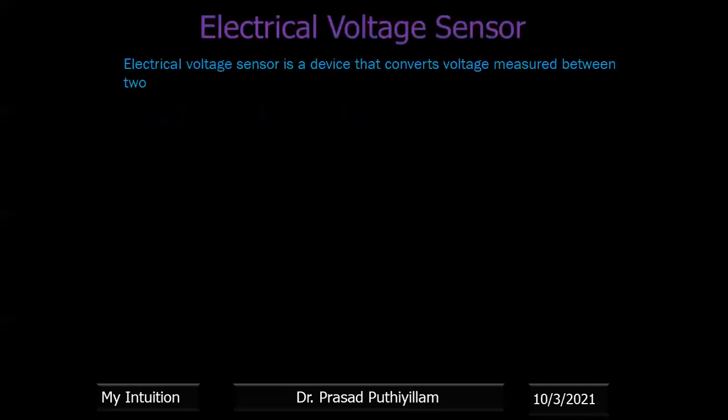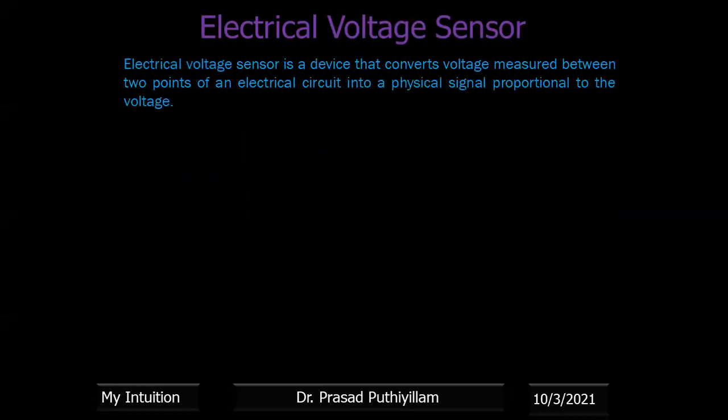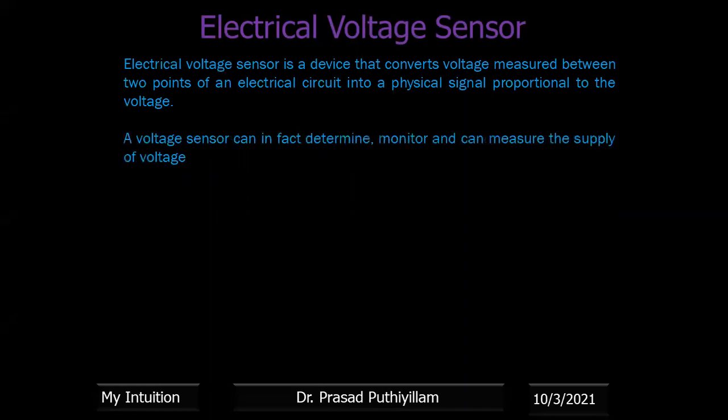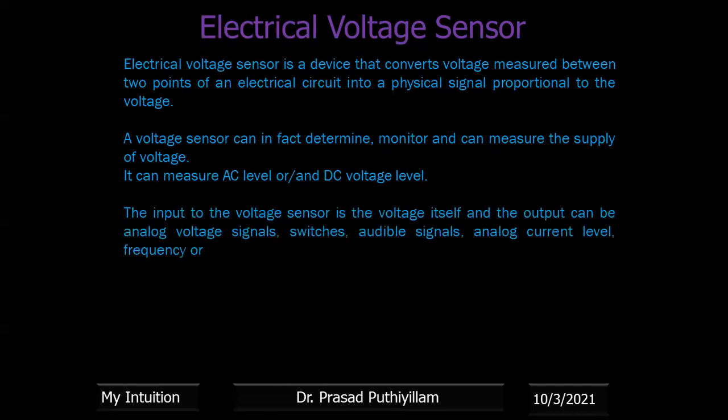Now, electrical voltage sensor is a device which converts voltage measured between 2 points of an electrical circuit into a physical signal proportional to the voltage. That means it measures the voltage. By the name itself, it is clear. Voltage sensor can determine, monitor, and even measure a supply voltage, both AC level and DC level voltage. The input to the voltage sensor is the voltage itself, and the output can be any analog type of signal, switches, audible signals, analog current level, frequency, or even frequency modulated output. But the measured one is the voltage changes.